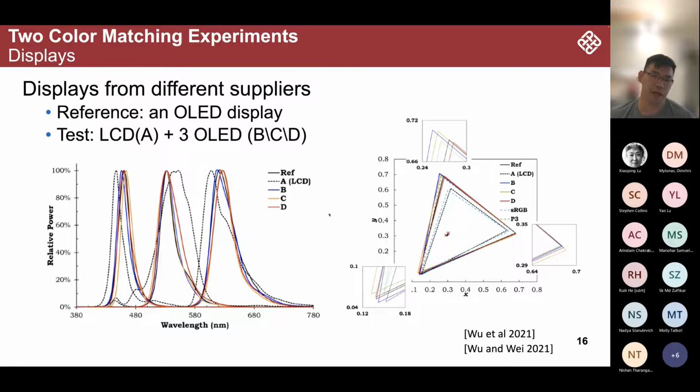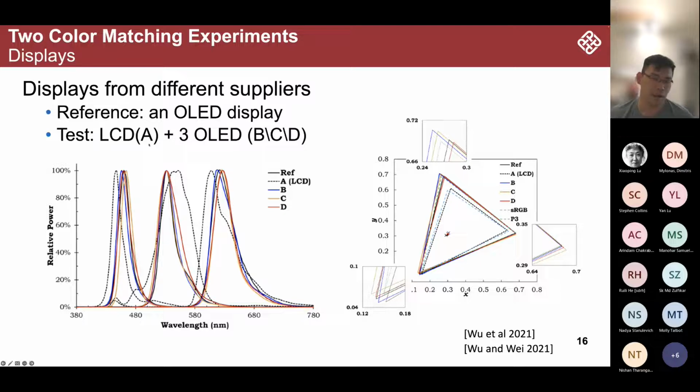For this, we carried out two experiments, mainly trying to see, with an OLED display and an LCD display, whether the color matching function will really introduce some problems. In this experiment, the task we carried out is color matching. And we use one reference display, which is an OLED display. Its gamut is pretty large, close to the P3 gamut.